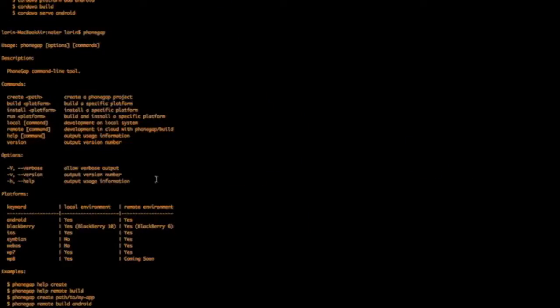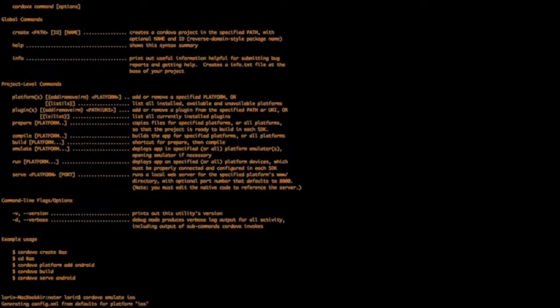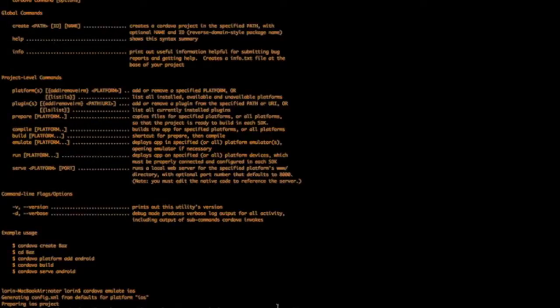The final commands that are very useful for the Cordova CLI are compile, build, and emulate. Unfortunately, due to technical limitations, I can't restart my iOS simulator for the demo I'm about to do, but cordova emulate ios will prepare and launch an emulator, an iOS emulator in this case, running our project. And if we were to do Android, it would do much the same thing.